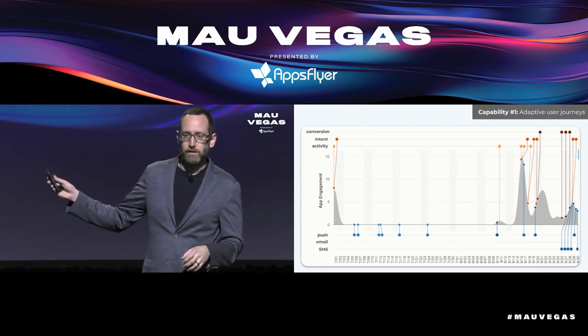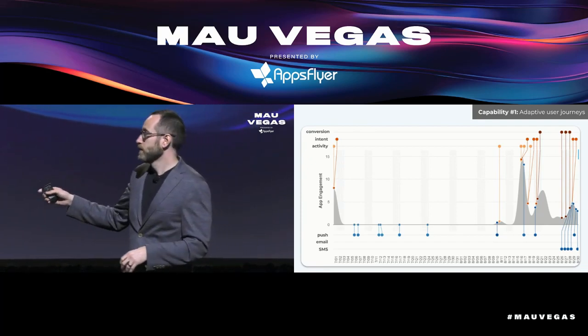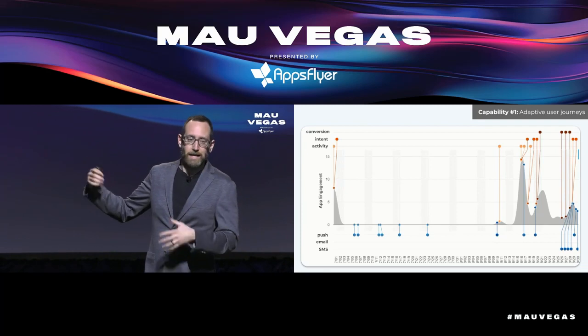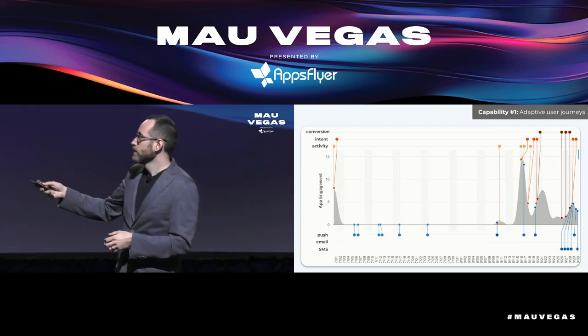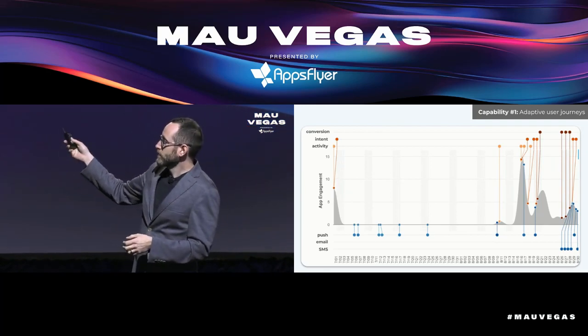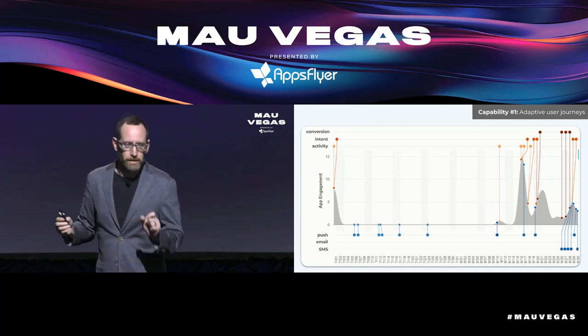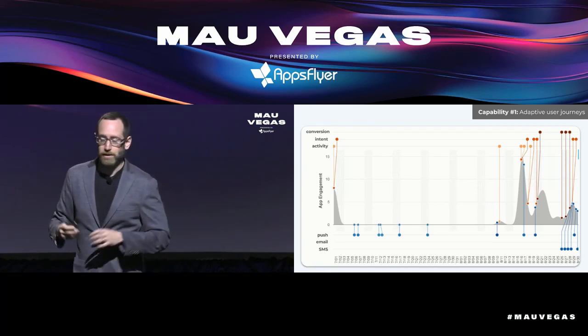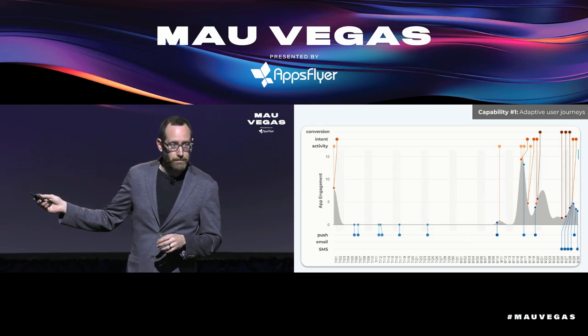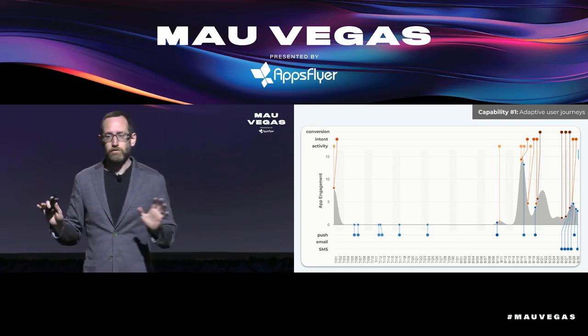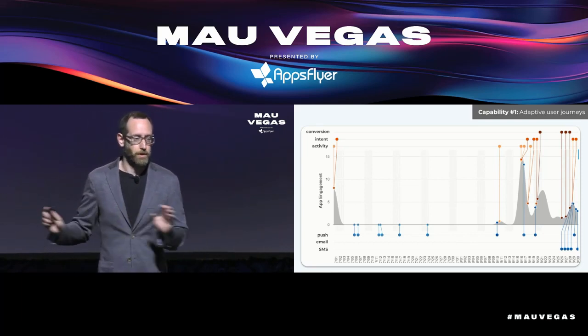So this is a map of a single user on their journey with an app. The gray humps indicate activity, so someone is on the app. The dots at the top, the orange and red and brown, are things that we're particularly interested in, like a purchase, an add to cart, something like that. The blue dots at the bottom are the messages. Again, this is totally driven by an agent. There's not a human in the loop in this part of the process.